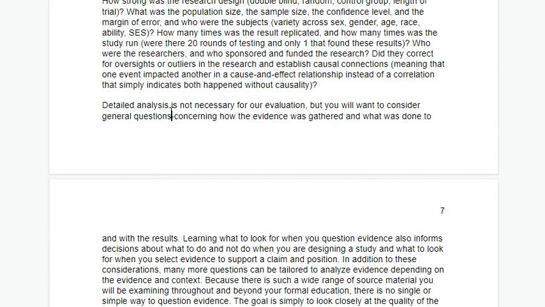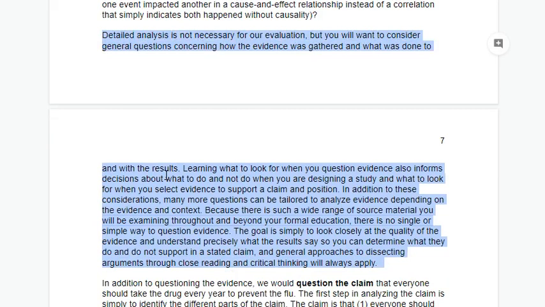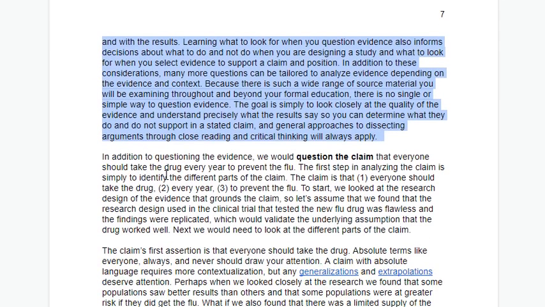Detailed analysis is not necessary for our evaluation, but you will want to consider general questions concerning how the evidence was gathered and what was done with the results. Learning what to look for when you question evidence also informs decisions about what to do and not do when you are designing a study and what to look for when you select evidence to support a claim and position. In addition to these considerations, many more questions can be tailored to analyze evidence, depending on the evidence and context.